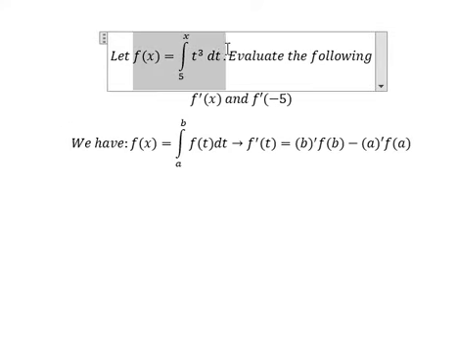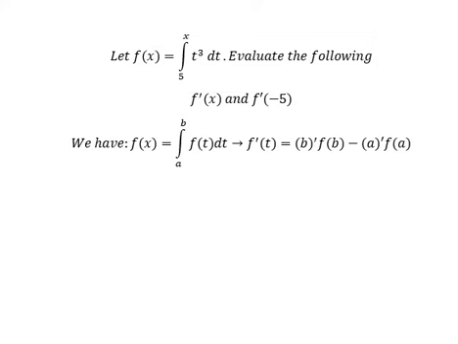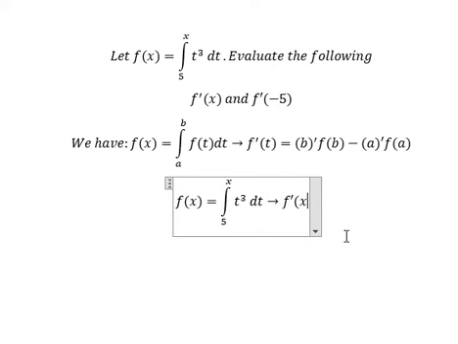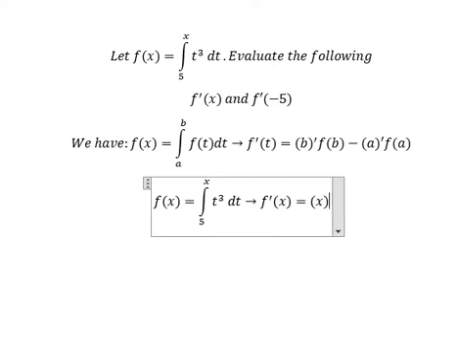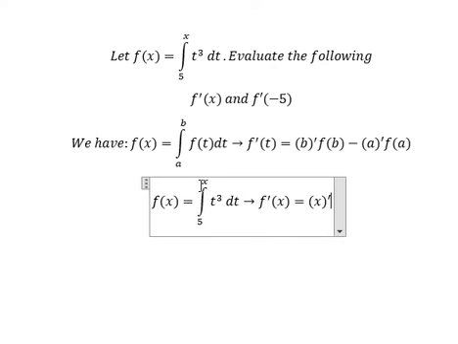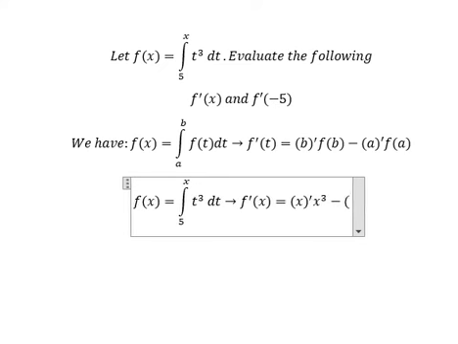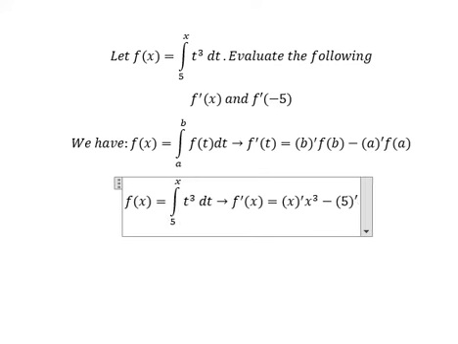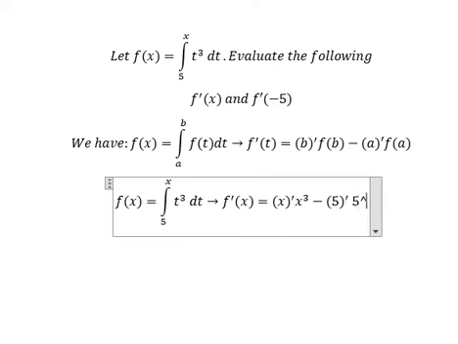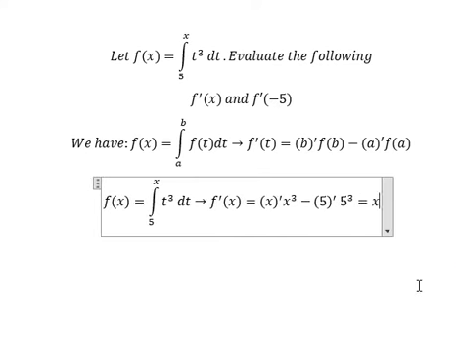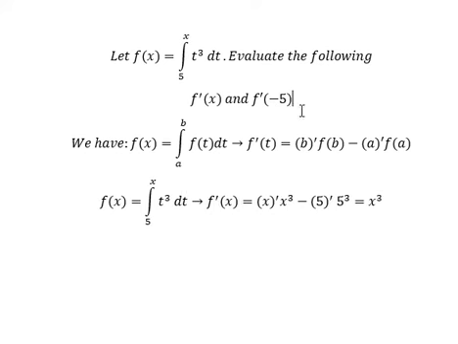Now let's go to this one. So if we do the first derivative, we will do the first derivative of s. Later the value of s will change for t, and you get s to the power of 3, minus the first derivative of the number 5 multiplied by 5 to the power of 3. We simplify and you get s to the power of 3.